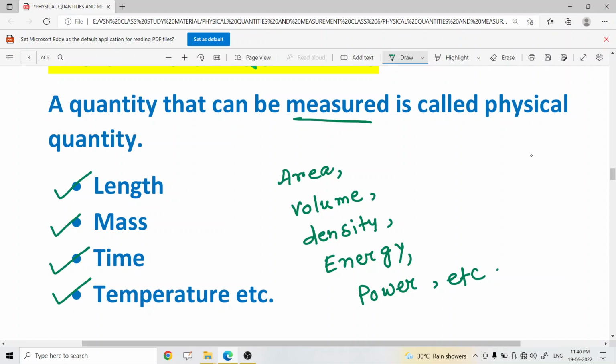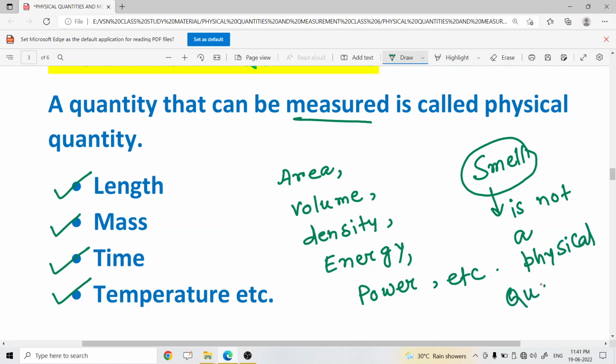But if we take something like smell, we cannot define smell, or smell cannot be measured. That's why smell is not a physical quantity.